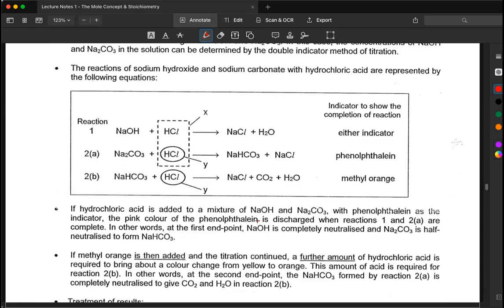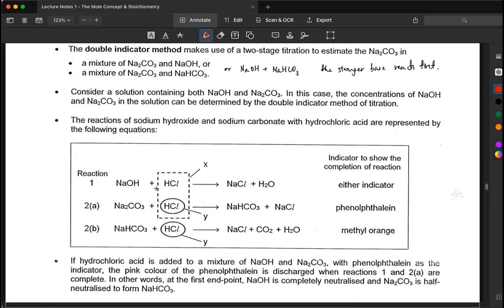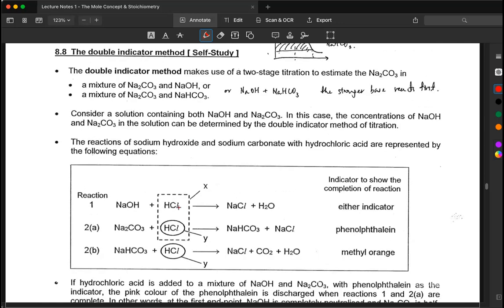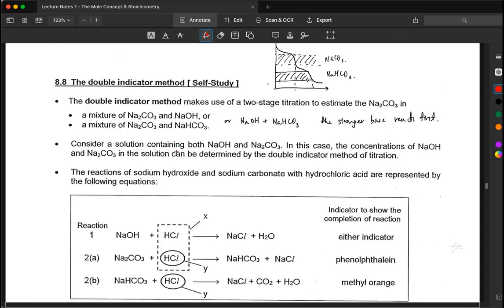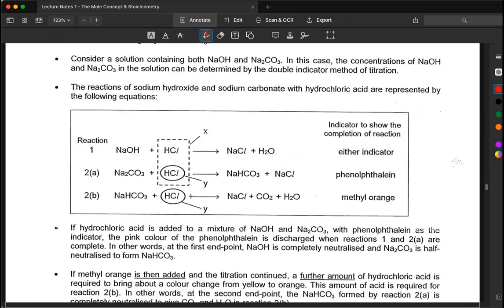Now, this is the volume Y, so 2Y. If hydrochloric acid is added to a mixture, you see the problem now is that the HCl reacts with both. So how do you calculate this? You have to use the double indicator because you have two reagents mixed together that both can react with HCl. All right, that's the key point here.